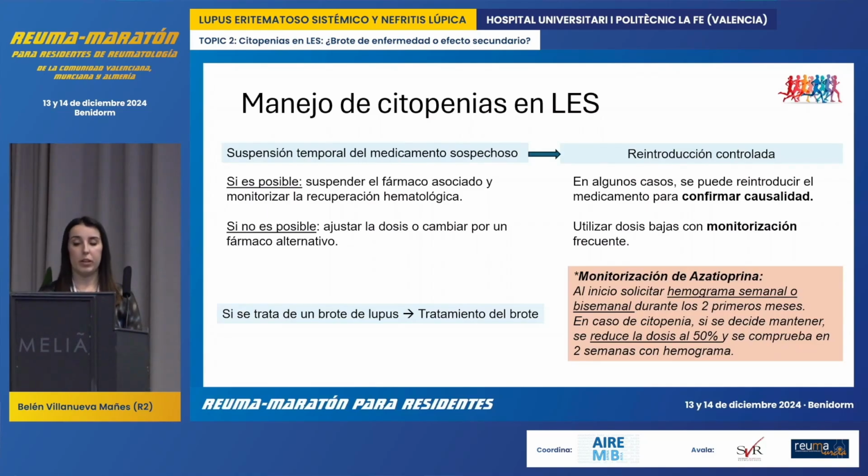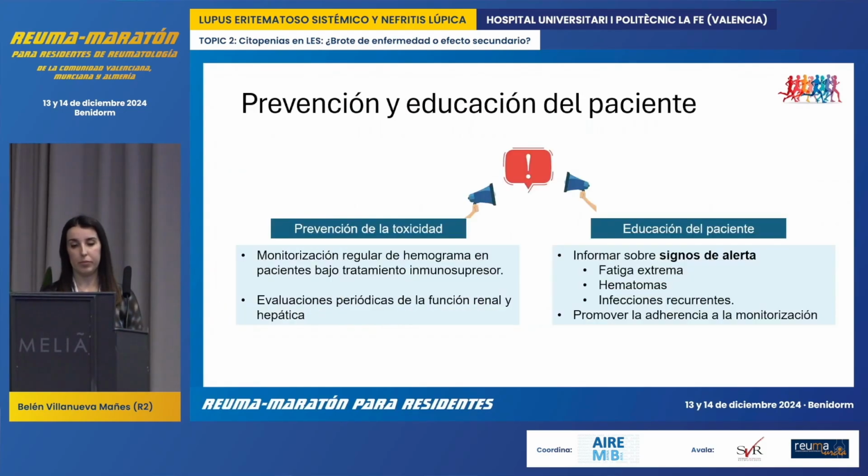I would also like to make a special mention of azathioprine monitoring. When starting this drug, a complete blood count should be performed weekly or bi-weekly during the first 2 months. And if cytopenias occur and the decision is made to continue the drug, the dose should be reduced by half and then checked again after 2 weeks with a blood count. And well, if it's due to lupus activity, a flare-up, then obviously the flare should be treated.